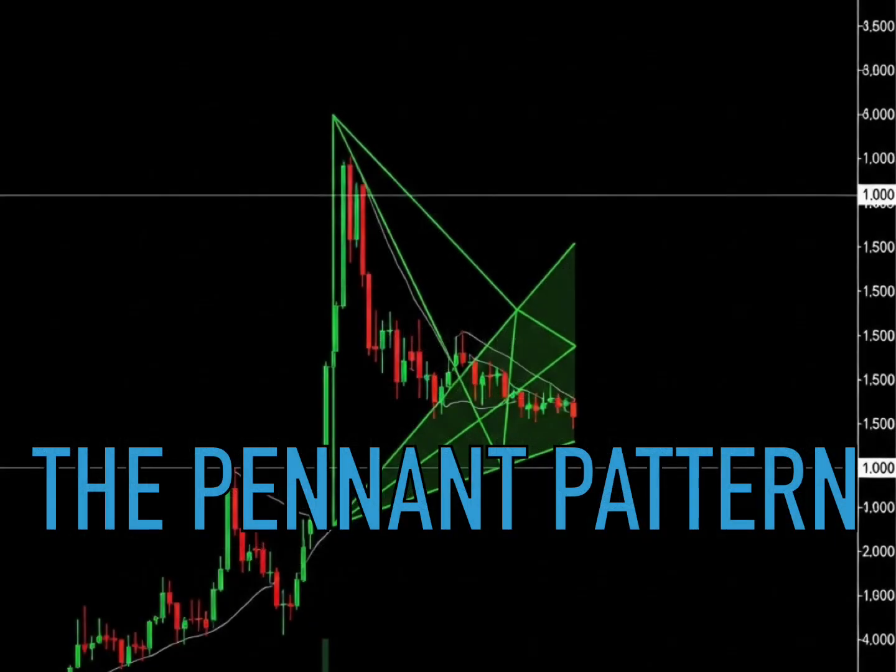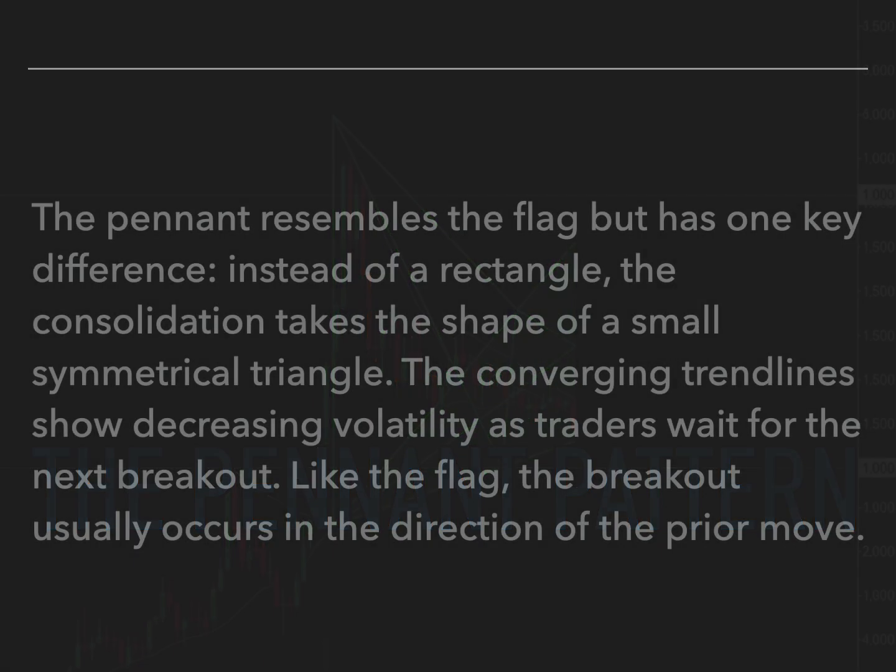The pennant pattern. The pennant resembles a flag, but one key difference is, instead of a rectangle, the consolidation takes the shape of a small symmetrical triangle. The convergent trend lines show decreasing volatility as traders wait for the next breakout, like the flag, but the breakout usually occurs in the same direction of the prior move.